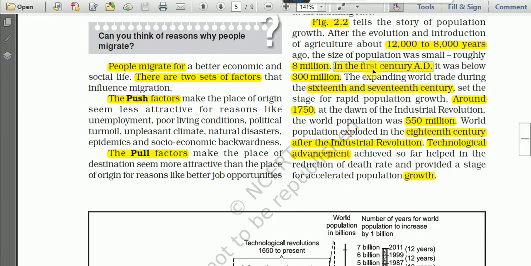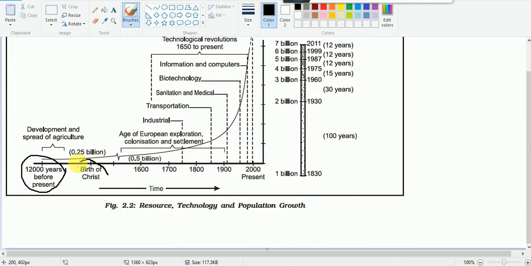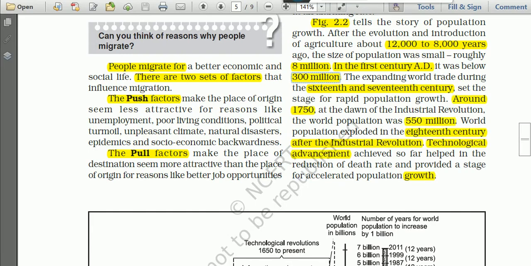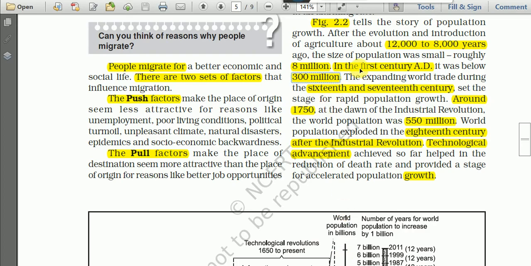In the 1st century AD, that is after the birth of Jesus Christ, it was below 300 million, that is 0.25 billion. We know that 1 billion is equal to 1000 million. So the population in the first century AD was less than 300 million, meaning 0.25 billion.